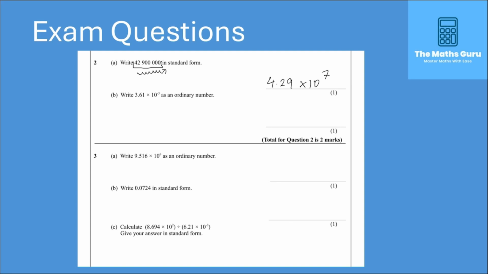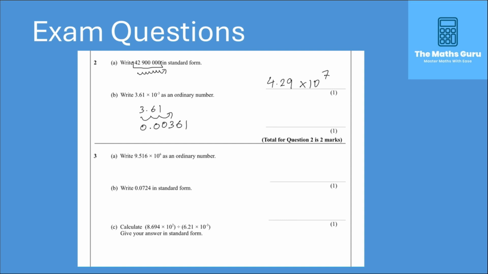If we're writing 3.61 times 10 to the negative 3 as an ordinary number, we know we're going to have to shift this answer, 3.61, to the right by 3 places. So we're going to have to go 1, 2, 3, and that's going to be 0.00361.